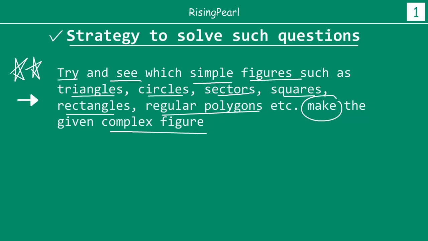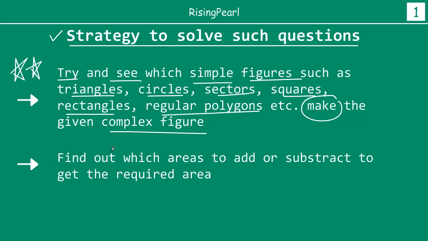The second step to solving these questions is to find out which areas need to be added or which areas need to be subtracted to get the required area. Sometimes you may need to add 2 or more areas to get to the desired area which is being asked in the question. Sometimes you may need to add 1, 2 and 3 but then subtract 4 and 5 to get to the required area. So understand which areas to be added, which areas to be subtracted to get the required area.